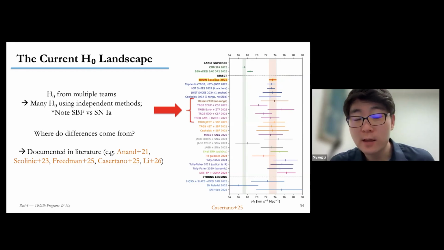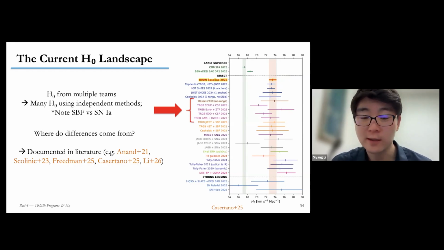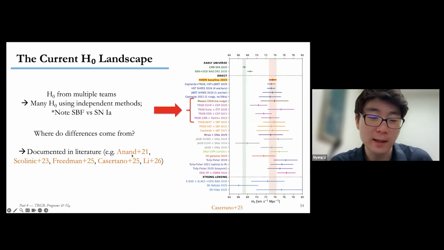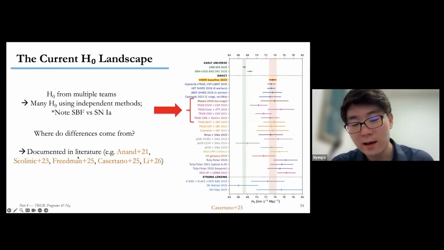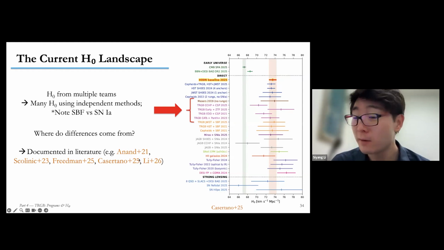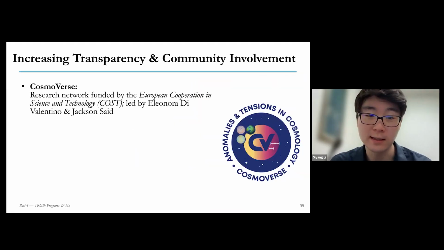So, a lot of these differences are documented and traced for us. There are a lot of good descriptions, for instance in Deep Anand's paper, the Dan Skolnick and Wendy Friedman paper, Stefano's paper, and some of my papers, that really trace these differences and elucidate why we see these differences in the Hubble constant.